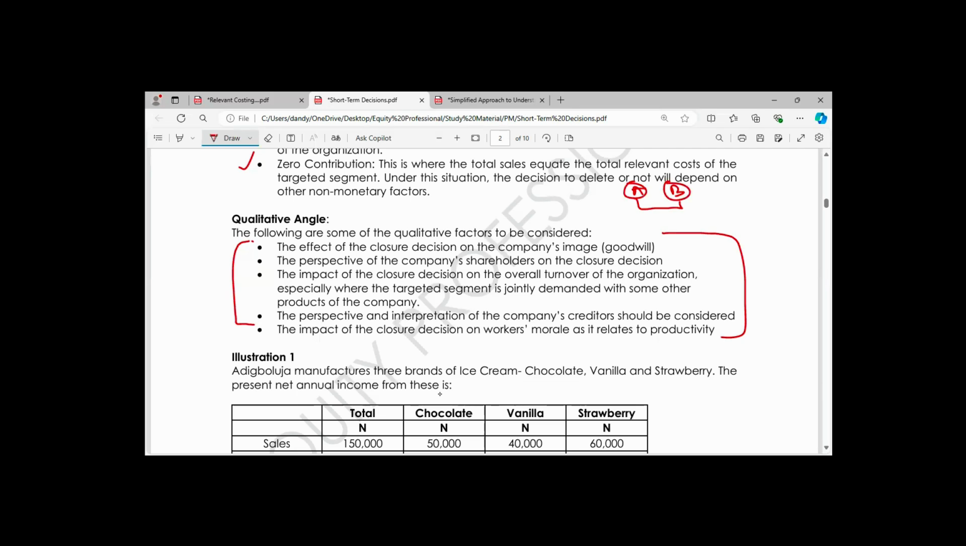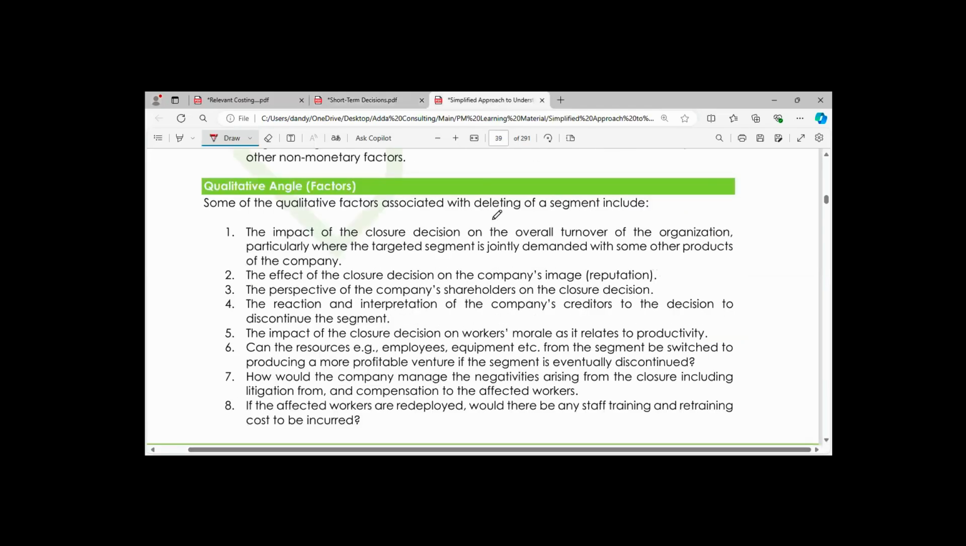So if the company discontinues producing product B, it will affect the sales of product A, because the customer will need them together. As a customer, once you are not producing the second one again, I would rather go to your competitor that has the two of them. I can't buy one from you and go and buy one elsewhere. So the sale of product A will automatically also fall. So the company must consider the impact of the closure decision on the company's turnover or revenue. Okay, that's one qualitative factor you need to take into consideration before the final decision is taken.